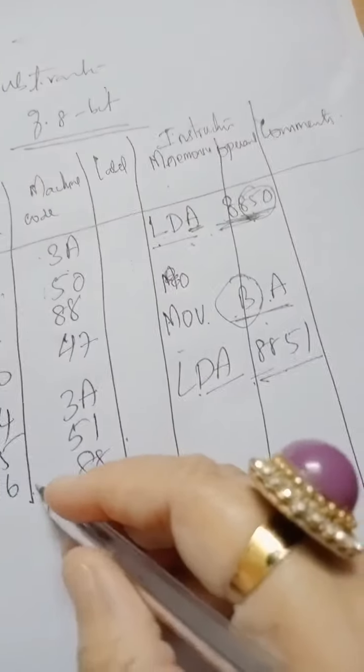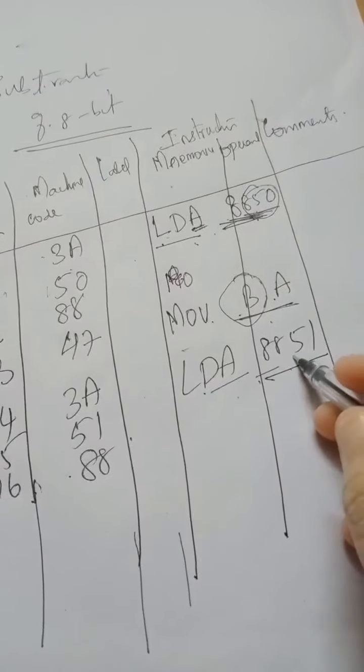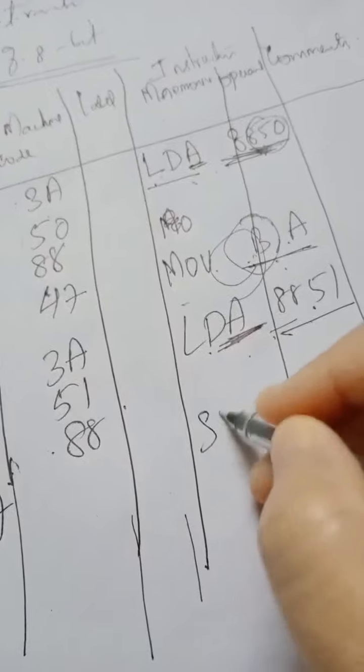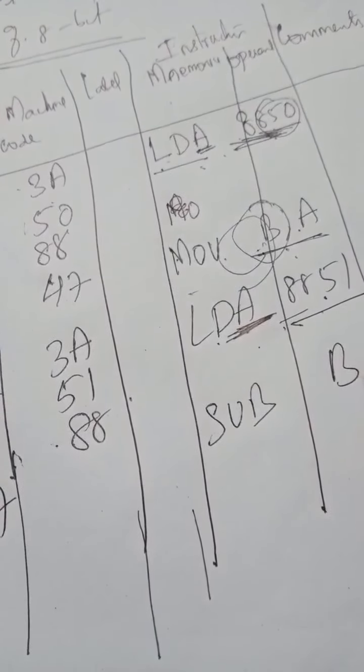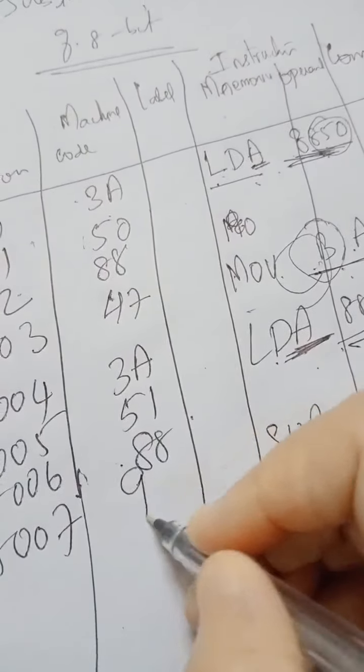Okay, now the second data is in the accumulator, the first data is in the B register. Okay, now finally what do we have to do? 8007. We got two data. Now we will do subtract B. The subtraction instruction is nothing but 1 byte. So at 8007, I will be loading 90, which is the code of subtraction.